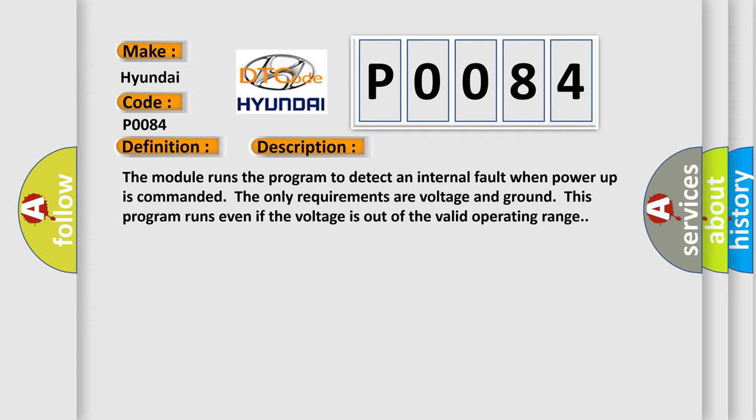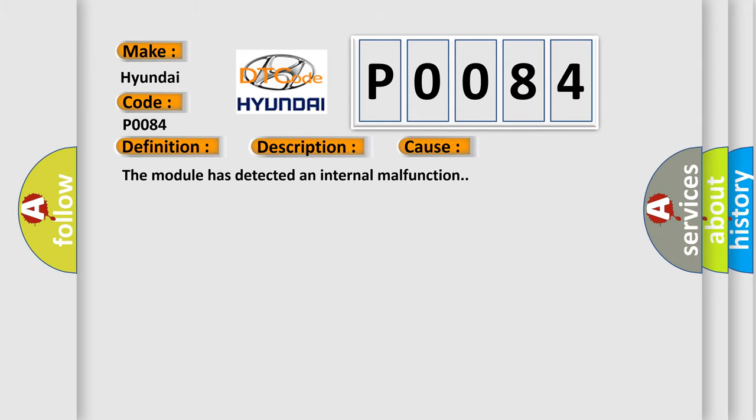The only requirements are voltage and ground. This program runs even if the voltage is out of the valid operating range. This diagnostic error occurs most often in this case: the module has detected an internal malfunction.